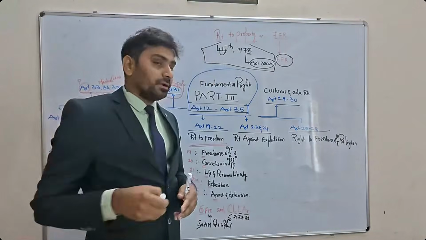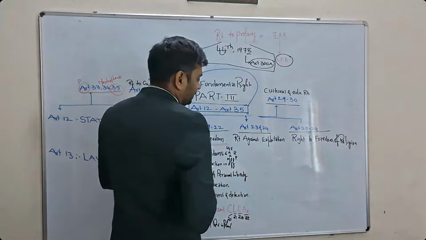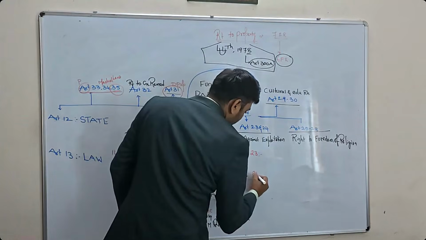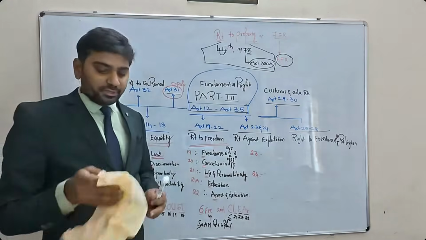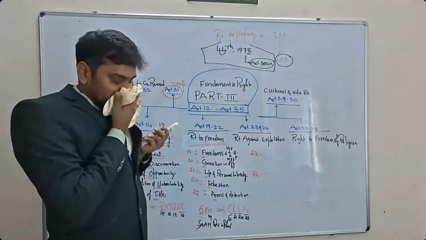But we find exploitation of traffic children everywhere. So, Article 23 and 24 speak about the right against trafficking of women, forced labor, and beggar.